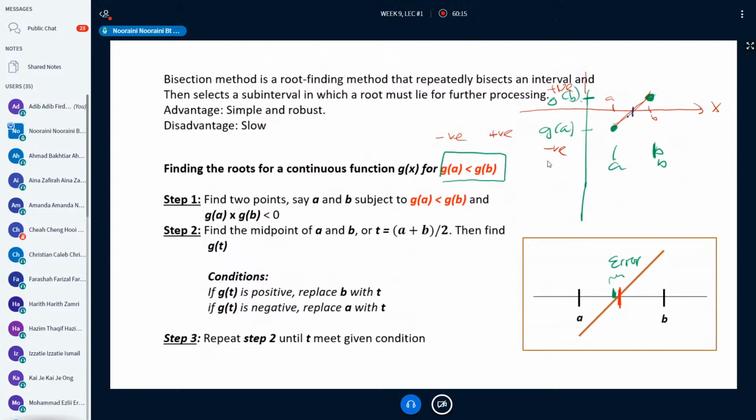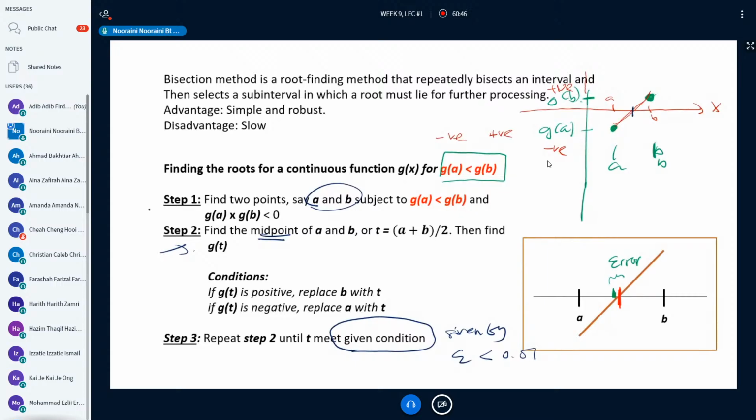Okay, we want to find this root. Find the midpoint of A and B. So you need to get the midpoint between A and B. That's the second step. Okay, first you need to get 2 points. Second, find the midpoint. And step 3, repeat step 1 until you meet the given condition. This one is given by the question. Maybe the question says until the error is less than 0.01.